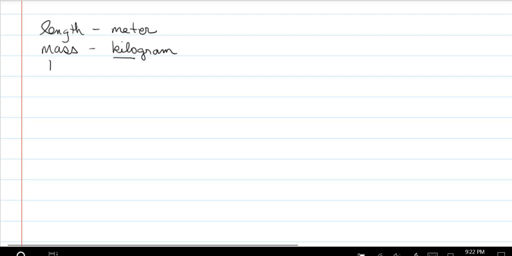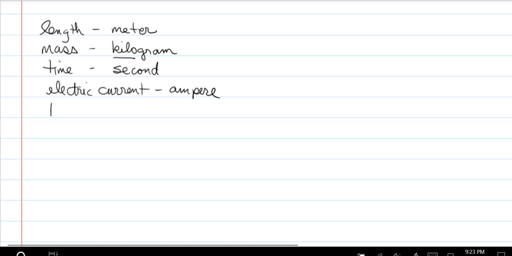For time, the SI fundamental unit is the second, something we're used to. For electric current, we have the ampere. Okay? For temperature, now this one might mess with you a little bit. For temp, or temperature, we have the Kelvin. And we use the Kelvin scale. It's not the Celsius scale, it is the Kelvin scale.